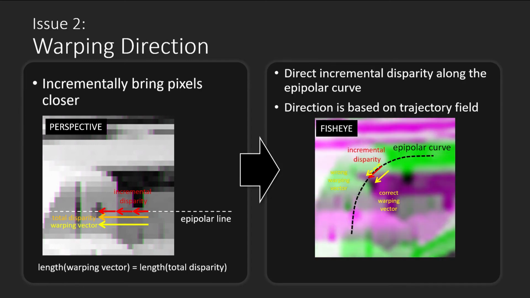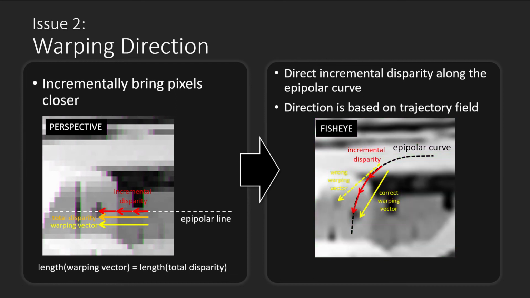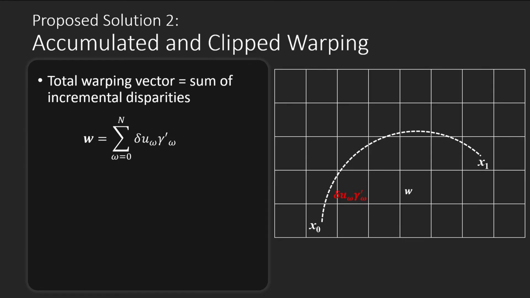The direction of the incremental disparity changes in every iteration, and therefore the correct warping vector also changes direction. Moreover, the length of the total disparity is different from the length of the warping vector. To get the correct warping vector in every iteration, we only need to sum the incremental disparities with their direction. The direction is again indicated by the subpixel direction solved from the trajectory field.